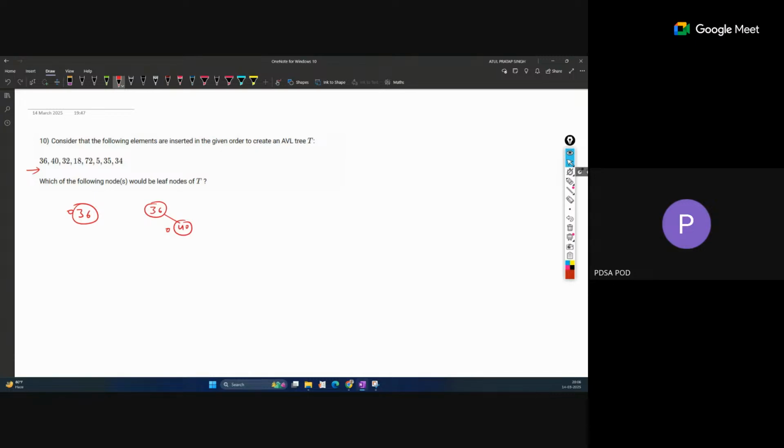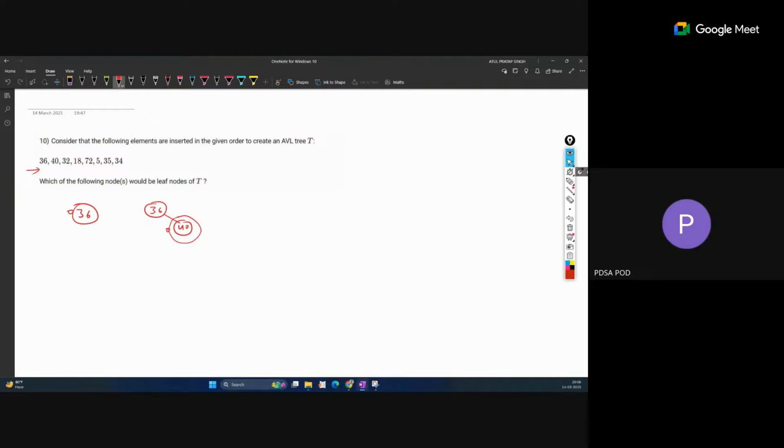Now the balance factor for 36: there is no subtree on the left, so zero height, but there is a right subtree with one node, so the height is one. Here height is not the number of nodes. Height is the number of nodes in the longest path from the root to any leaf. So this subtree has only one node.